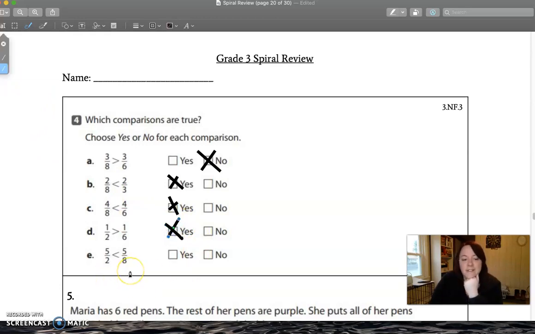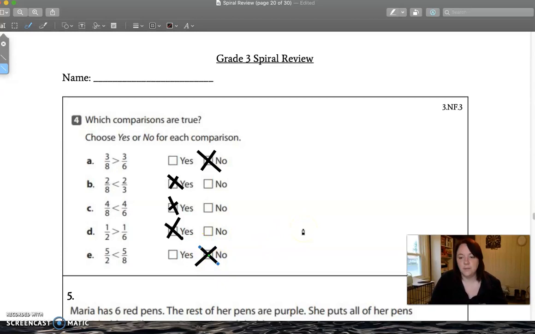And 5/2 is less than 5/8. Well, let's look at this. So we already know that if it's a fraction that has a bigger number on top, that fraction is always going to be bigger than 1 whole. 5/8 is not quite a whole because we have, let's see, 5, 6, 7, 8. We have 3 more parts before it becomes 1 whole. So this one is bigger than a whole and this is smaller than a whole. So is 5/2 smaller than 5/8? No, it is not.